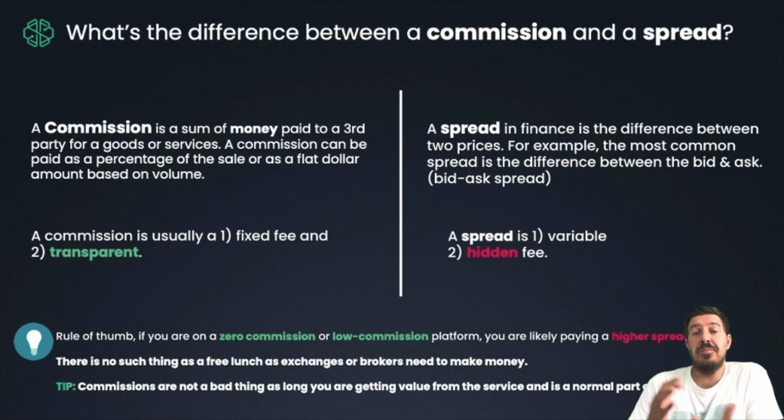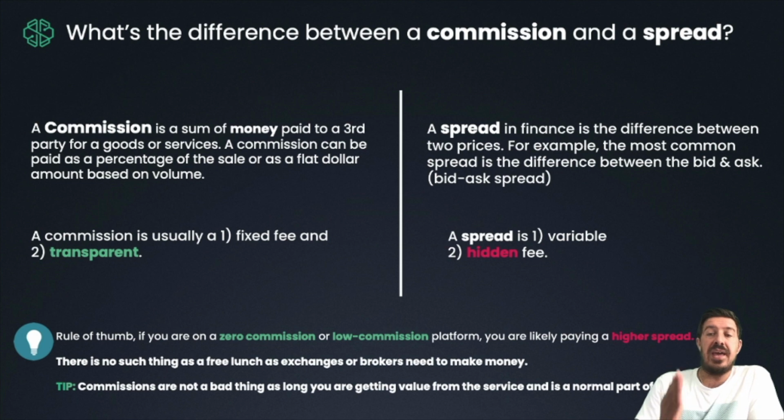So most of us are familiar with what a commission is, but very few of us understand what a spread is. And a commission, of course, is simply when you pay a third party for goods and services, right? And this commission can be paid as a percentage, it can be a flat rate, but it's usually fixed and transparent. Not in all cases, but usually transparent. But a spread is basically the difference between a buy and a sell order. It's that gap in between, which we'll look at an example in the next slide.